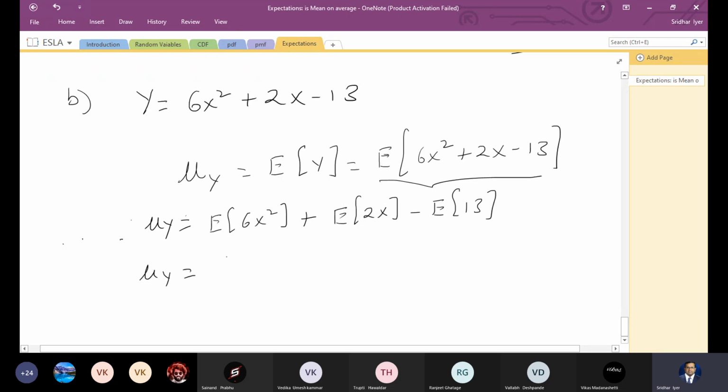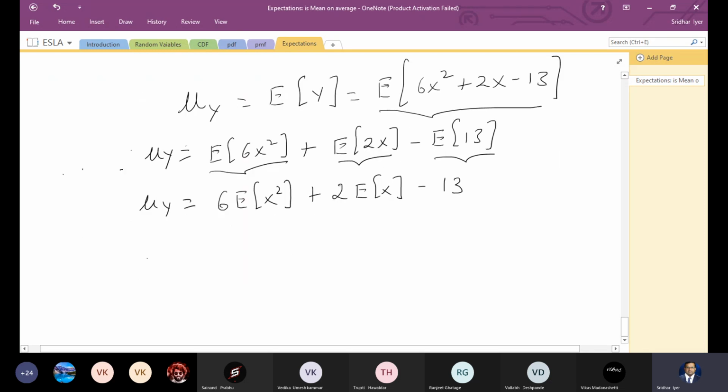Therefore, mu y will become, now in the first term here, you have E of 6x square. 6 is a constant, so I'll get that out. You have 6 and you'll have E of x square plus, again in the second term you have E of 2x, so I'll get the 2 out and you'll have E of x, minus in the third term you have E of 13, where 13 is a constant and the expectation of a constant is a constant itself. So I'm just going to write it as 13, right? Therefore, mu of y will be 6.